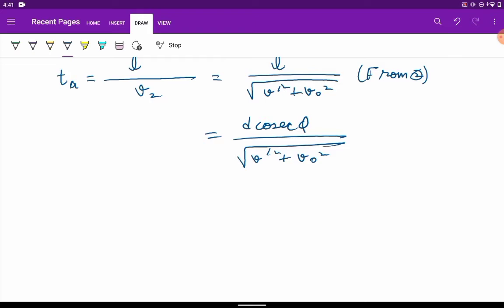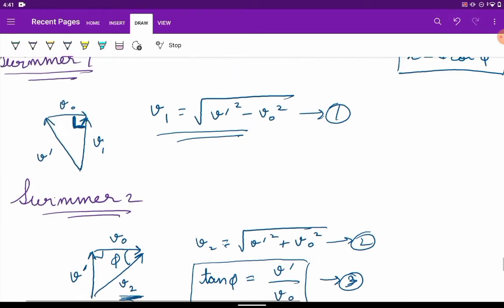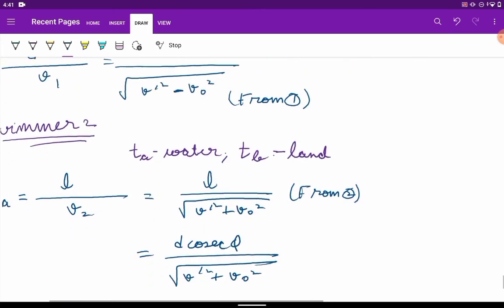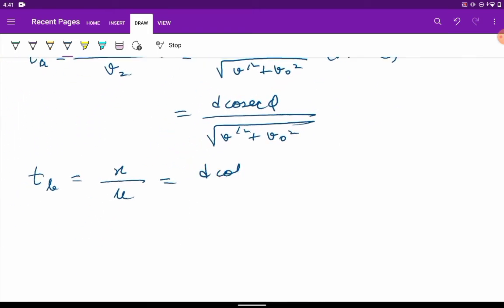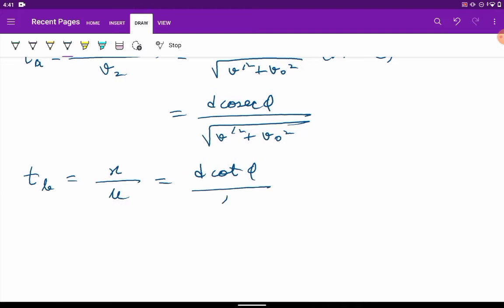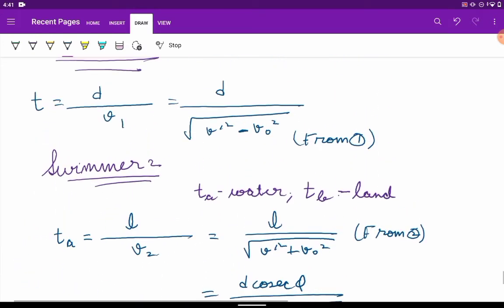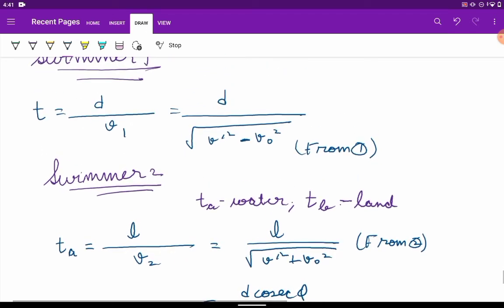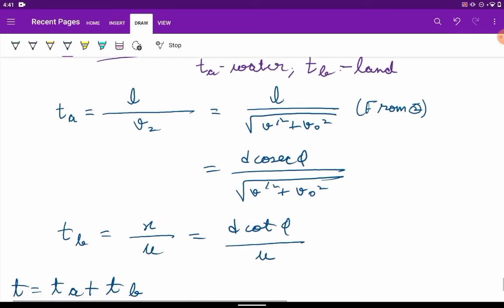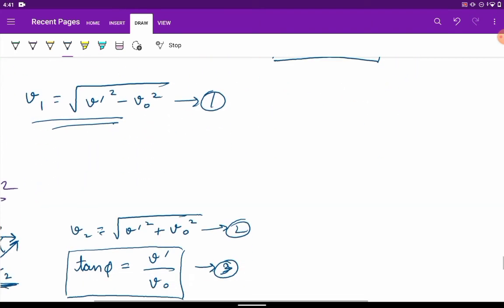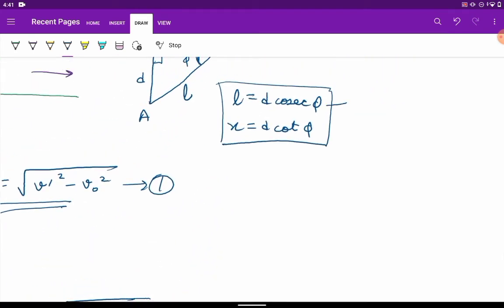Now TB. TB is basically the time on land, which is x by u, which we need to find out, that is the walking speed. X, as we already know, is d cot phi. So TB is d cot phi divided by u. Okay, now we know that t is equal to ta plus tb from these three values that we got. I think I should have labeled these two also. So 1, 2, 3, let's call it 4, let's call it 5.